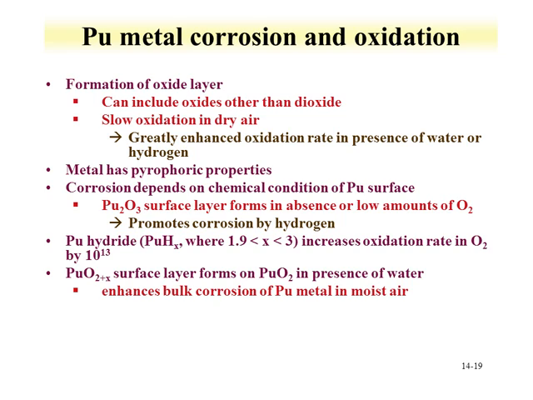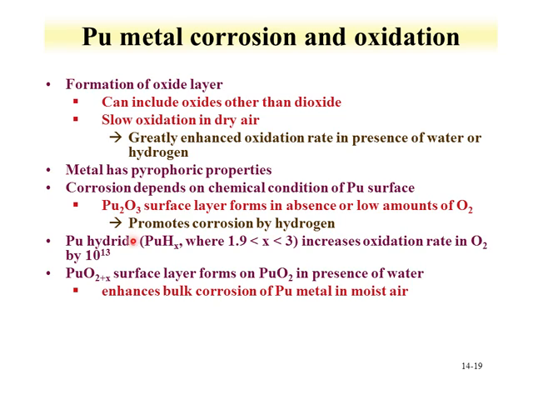Plutonium metal has pyrophoric properties, so it's known that the oxidation can be very rapid. What is known is that the corrosion depends upon the chemical conditions of the plutonium surface. So if there's low amounts of oxygen present, as opposed to forming PuO2, Pu2O3, so the trivalent as opposed to the tetravalent oxidation state, can be formed. This phase actually promotes corrosion by hydrogen. So the role of water, again, in the presence of oxygen is important.